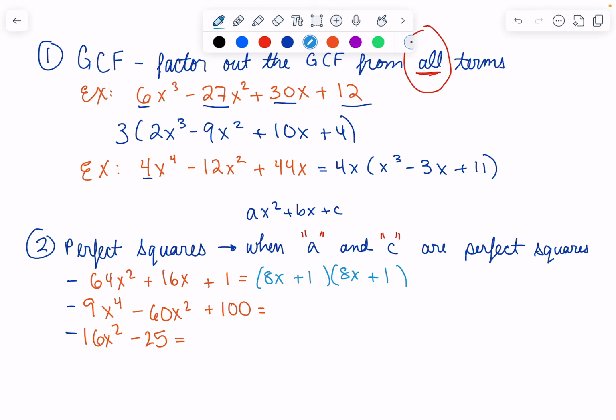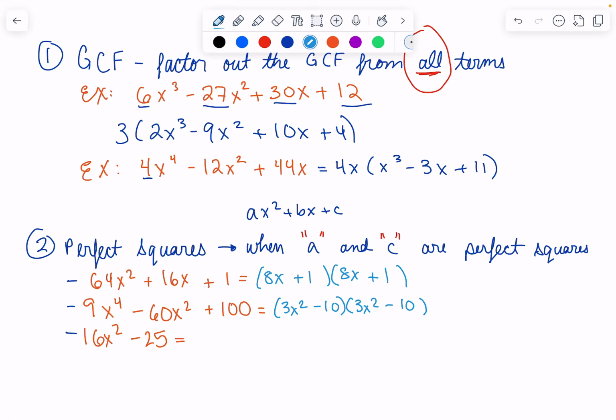Same idea. First and last terms are perfect squares. So the first term of the factored form is going to be the square root of 9x to the 4th, which would be 3x squared. And then the square root of 100 is just 10. In this case, because the middle term is negative, I know my outer and inner, when I multiply them, have to add up to a negative value. So both values in the parentheses have to be negative.